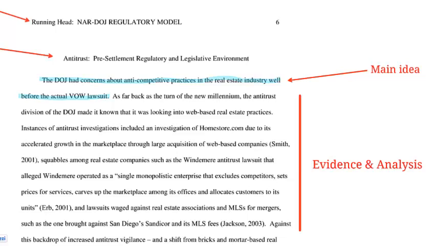Note that some paragraphs will discuss several topics, but the initial sentences within the paragraph must give the reader a clear idea of all the ideas the paragraph will discuss.